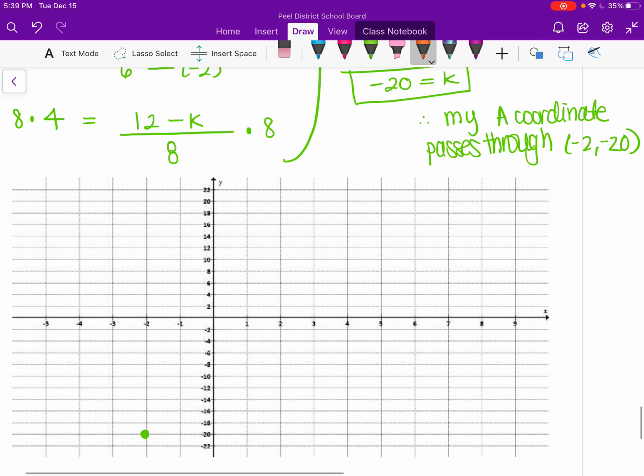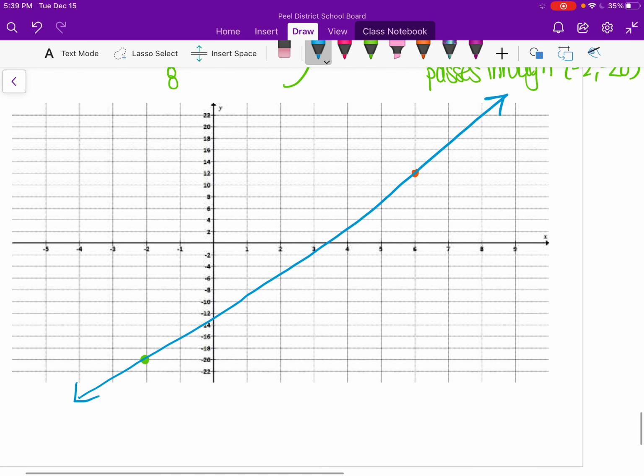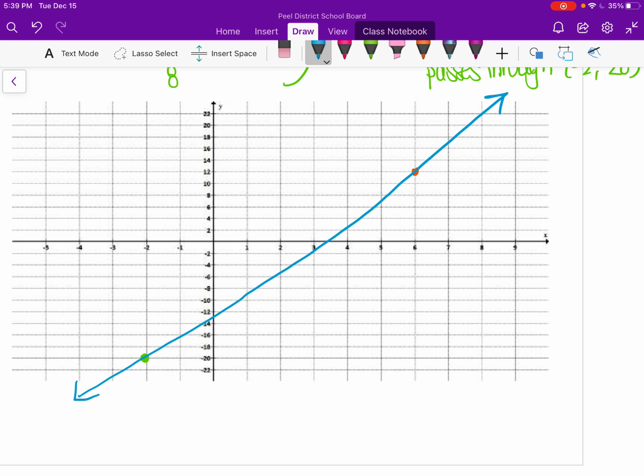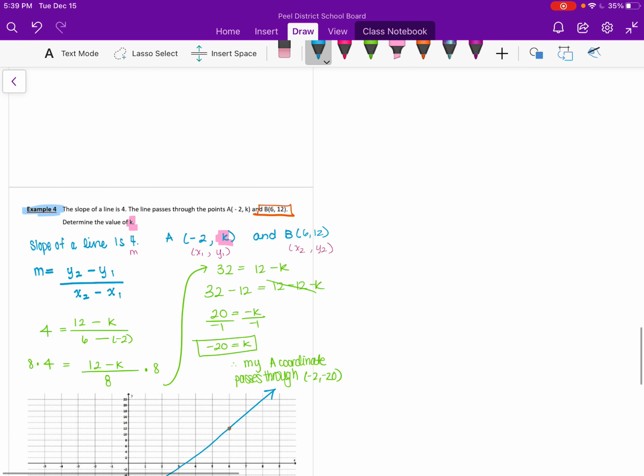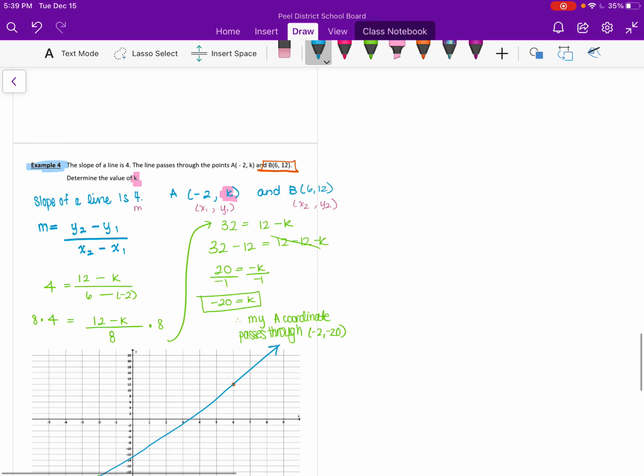It says it's 6 and 12, right? And I'm just going to draw a line through it. So I'm going to say this is what my line looks like. Right, it's a straight line. And that's how you would graph it. Okay? Alrighty.